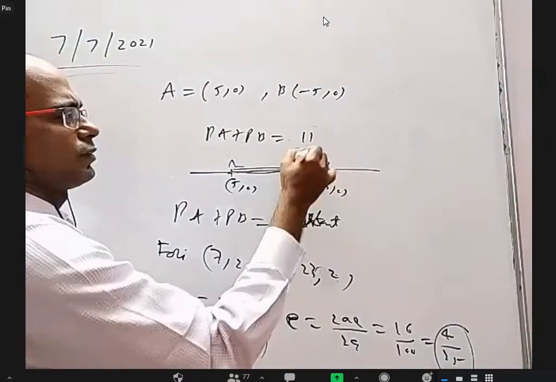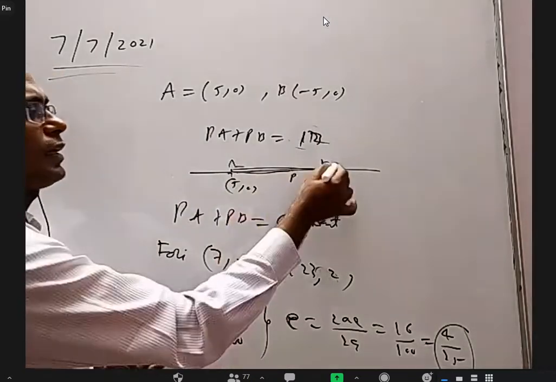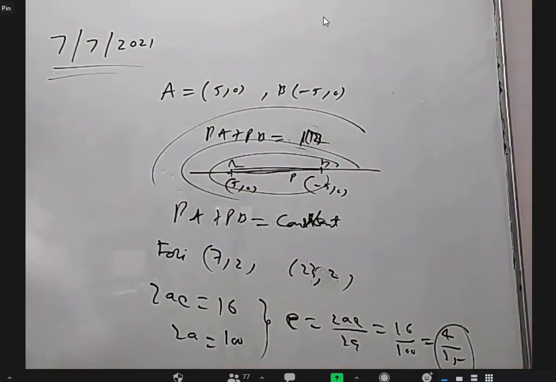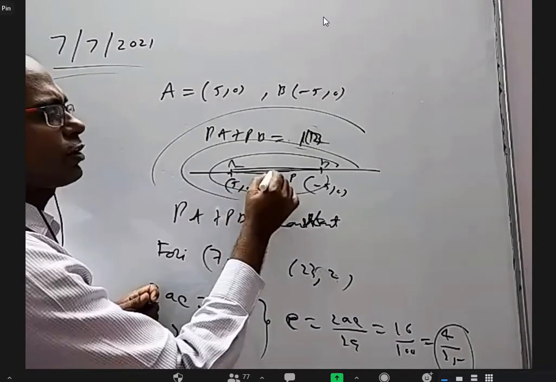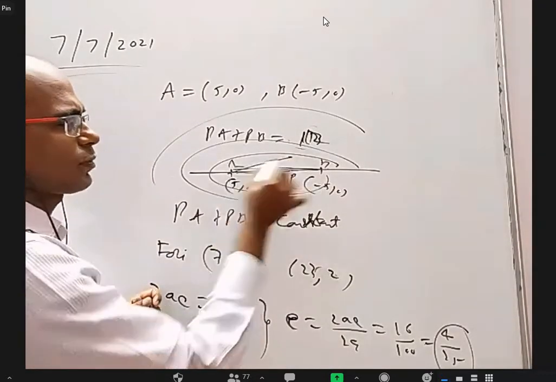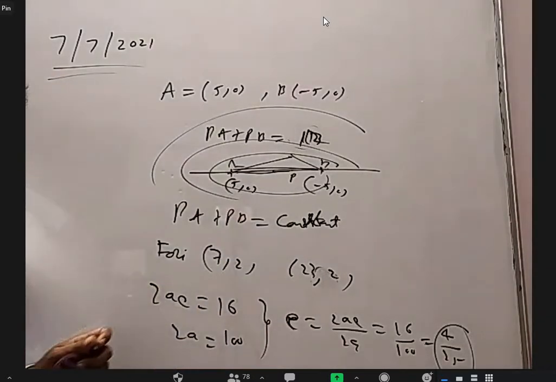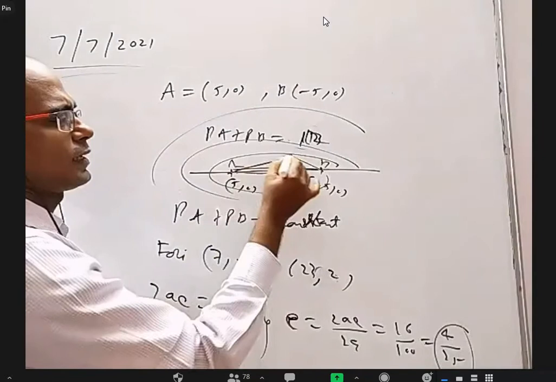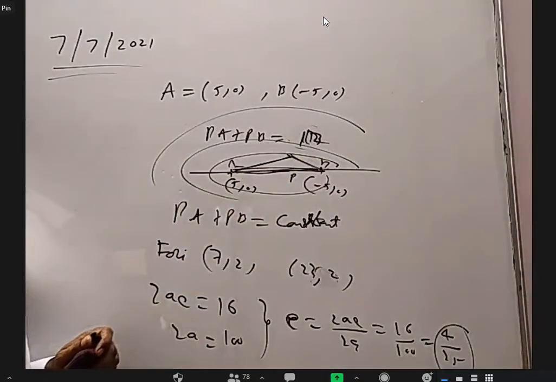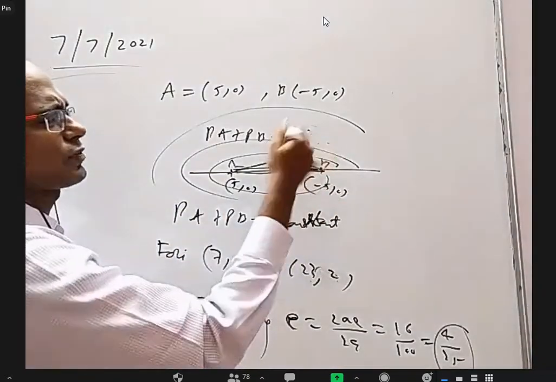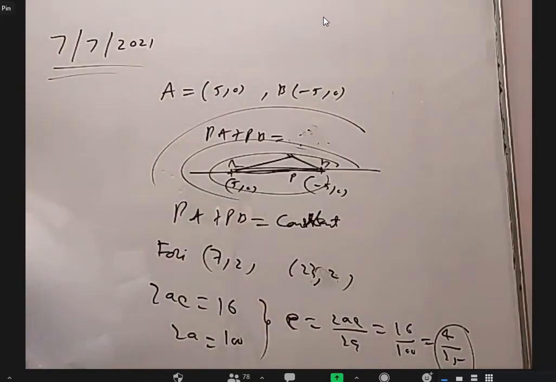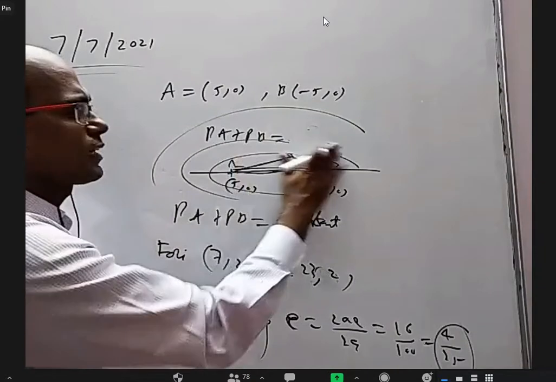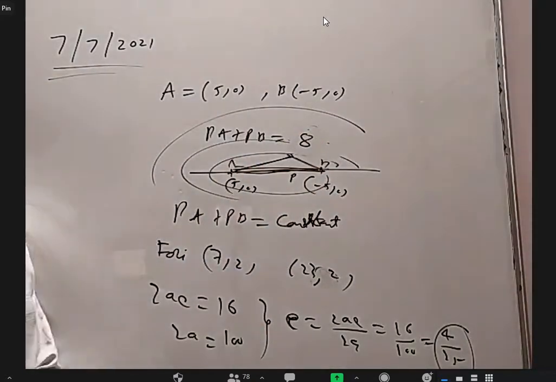If I give 11 or 12 or 13, then you will get an ellipse like this. If I give 100, a bigger ellipse will come. Every time A and B are the foci. Why? Because the point cannot be on the line. If the point is outside the line, the sum of two sides will be greater than the third side, right? By triangle inequality, whenever a point is outside the line, PA plus PB will be greater than AB. So as long as they give a constant which is more than 10, like 11, 12, 13, 14, 15, the locus of P will be an ellipse. What if I give PA plus PB equal to 8?